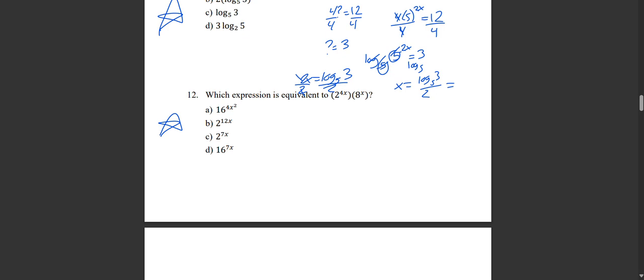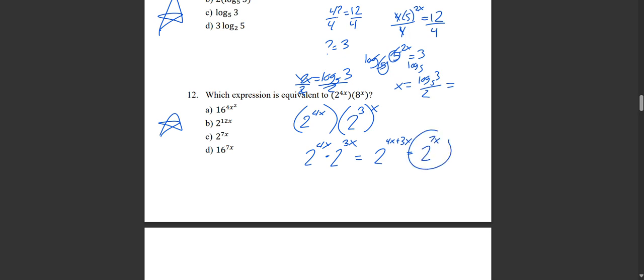So 2 to the 4x times 8 to the x, we're looking for common bases here. So I want 2 to the 4x, and then an 8, I can think of that as a 2 cubed to the x. So really it's a 2 to the 4x times a 2 to the 3x, and then we can, that's a product rule, keep the base and add the exponents. 2 to the 7x.